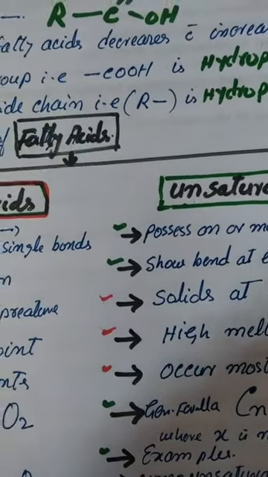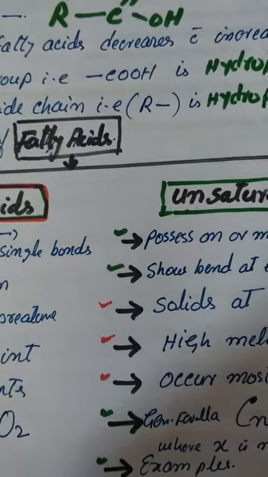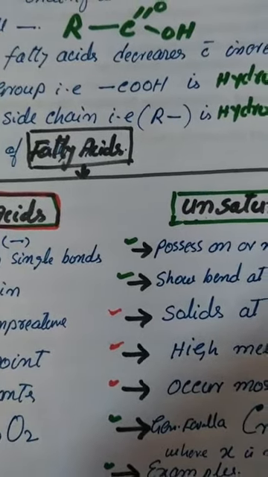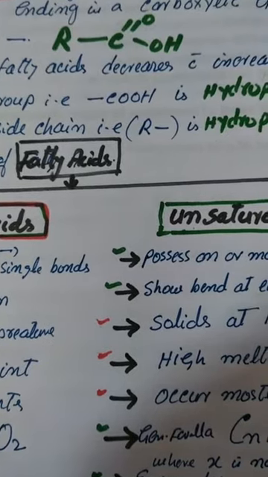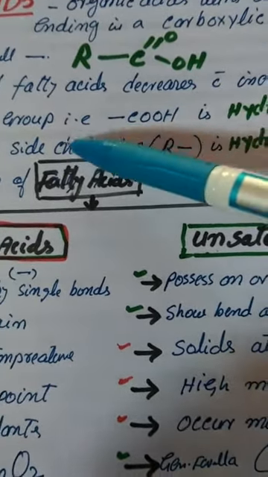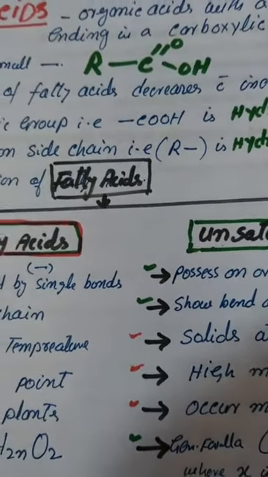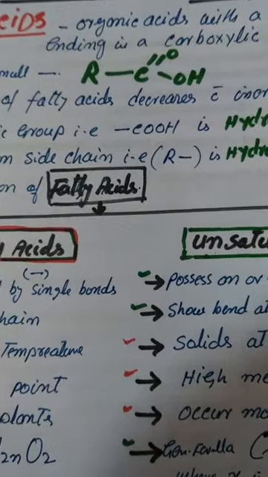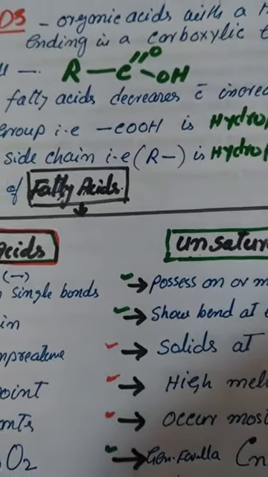Now, the carboxylic group, that is the COOH, is in fact hydrophilic or polar, or we may say the water loving end, and the hydrocarbon side chain, which is represented by the R, is hydrophobic in nature, or we may say it is non-polar or water insoluble.